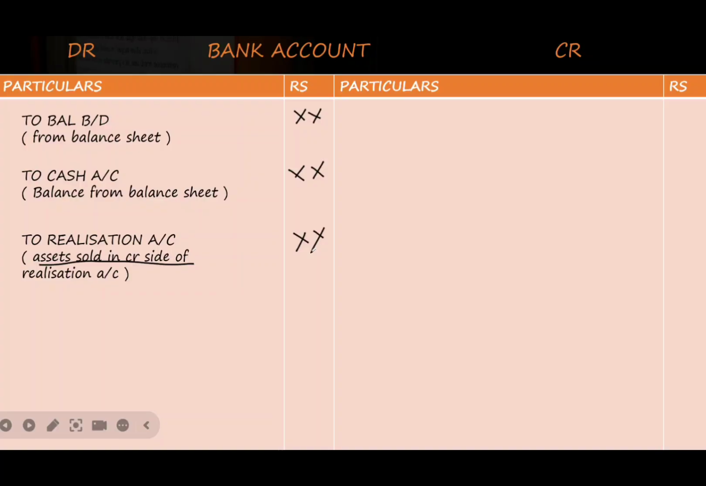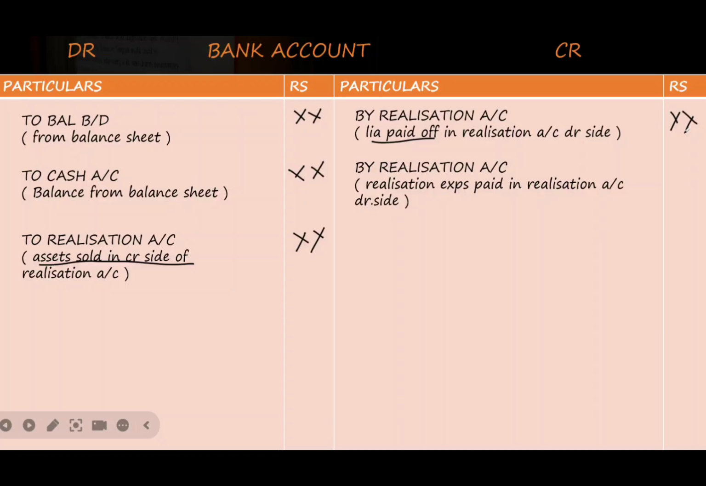Now the payments have to be recorded on the credit side. So here by realization account, the liabilities that are paid off, the total amount is entered on the credit side of the bank account. Similarly, when we pay certain expenses in the realization account, we have to transfer it to the bank account as by realization account. That is the realization expenses that are paid.